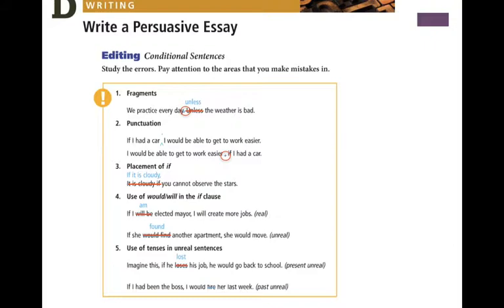The last example shows this. If I had been the boss, comma, I would fire her last week. Past unreal. If I had been the boss, that's a good use of the past perfect. But I would fire is used for present and future. We need to use something that's in the past. So we need to change that to I would have fired her last week.